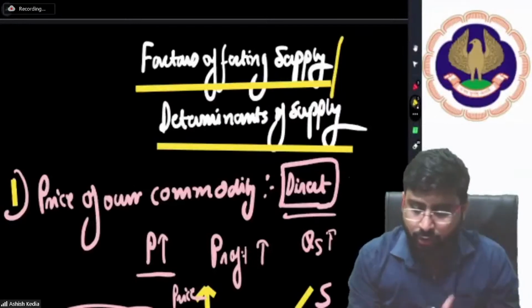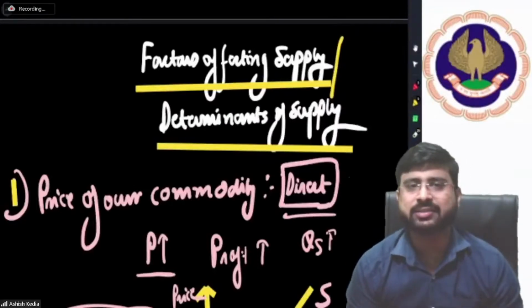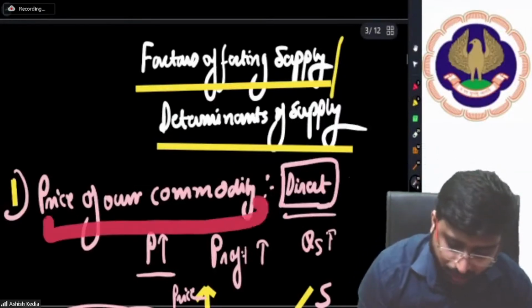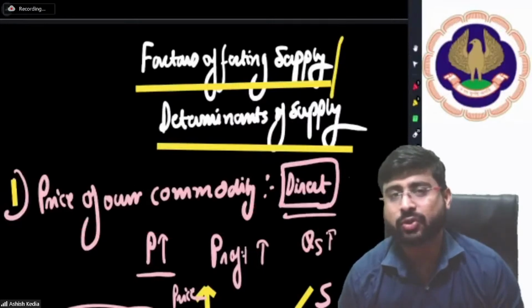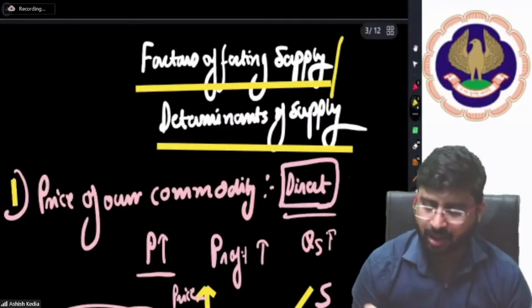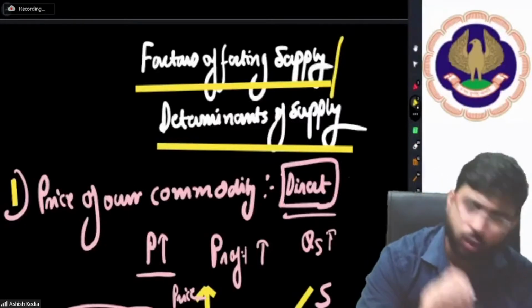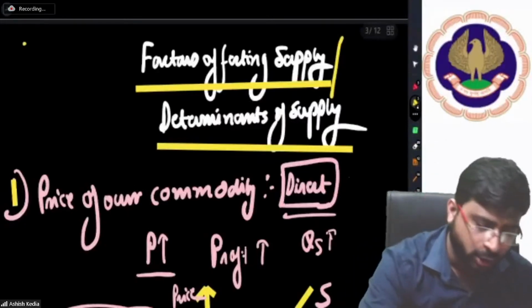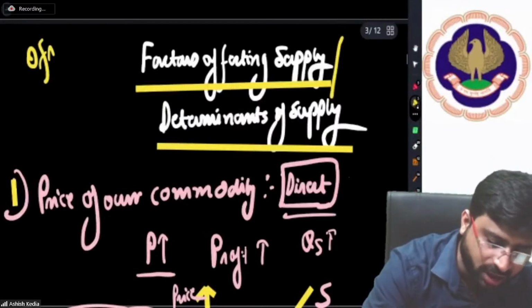Okay, my dear friends, if you talk about the factors affecting supply, number one factor is price of own commodity. Now think carefully. I'll give you an example. Suppose cost and other factors remain constant.